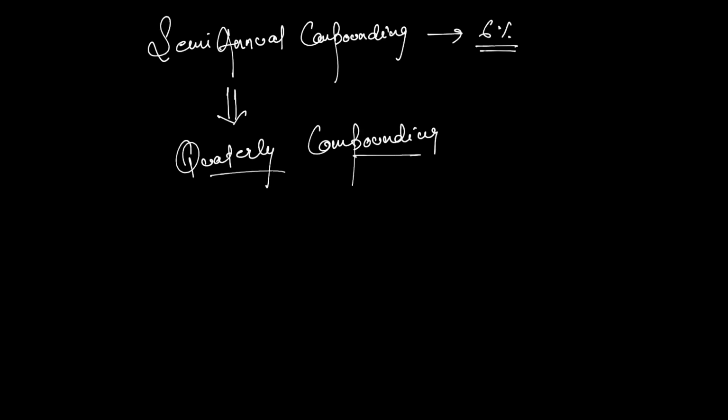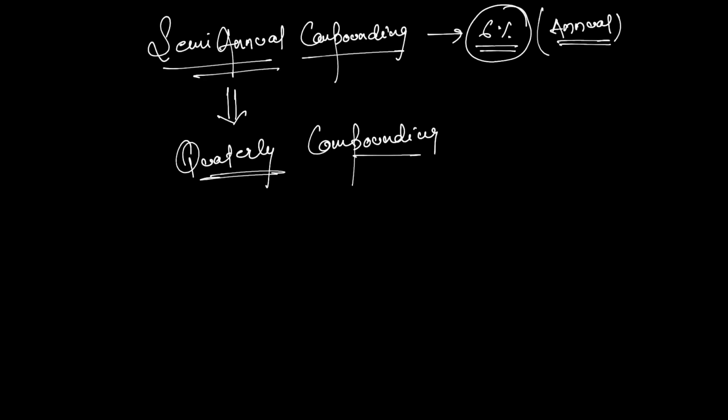You have semi-annual compounding 6%. Now this is annual actually. This is annual, but quoted as semi-annual compounding. You have to find out if you want to change the quotation from semi-annual compounding to quarterly compounded, then what is this X?